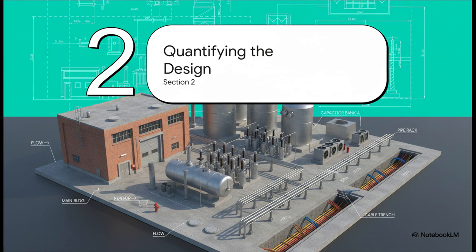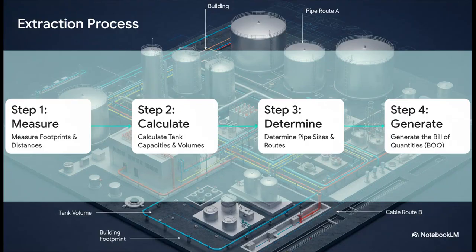All right, Section 2, Quantifying the Design. So, we know what everything is. The next logical step is to figure out how much of everything we need. This is where we turn pictures into real hard numbers that you can actually work with. And there's a real method to this madness. Engineers will literally measure the footprint of every building, the distance between all the equipment. They'll calculate the exact capacity of every tank, and they figure out the size, the material, and the exact path for every single pipe. And all of this information, all this data, flows into one super important document.